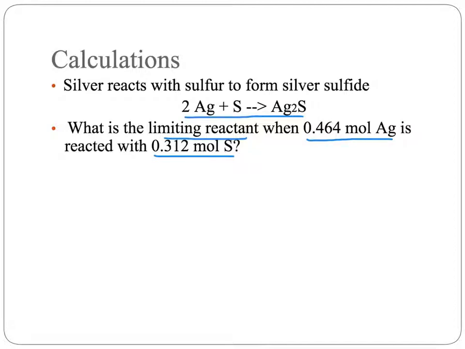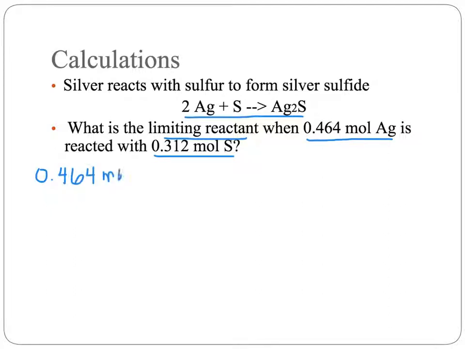So in order to find the answer to this problem, you want to pick one of these reactants and calculate how much of the other reactant you need, and then compare it to what you actually have. It doesn't really matter whether you work with silver or with sulfur, because either one will reveal the answer. So let's start with silver, and we're just going to do a mole ratio problem, just like we were doing on the previous video.